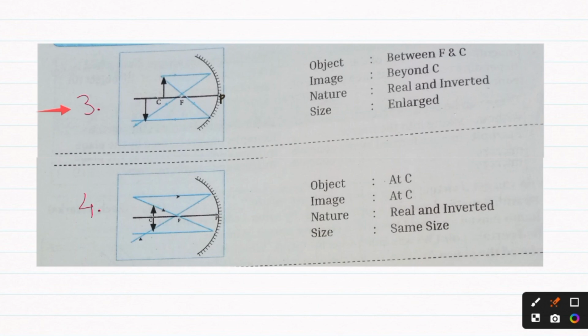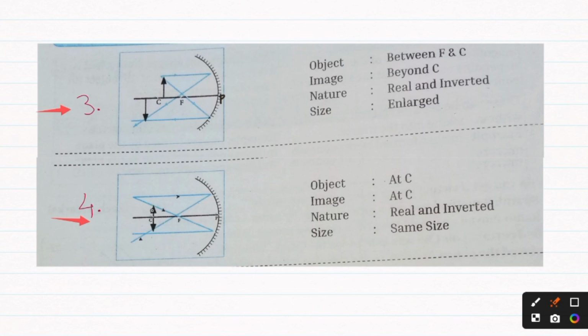So our image is formed beyond C guys, and the nature will be real and inverted. The size is enlarged. Okay, so let's go for the fourth one. Here guys, in the fourth scenario, our object is at C. This case is very easy as well as important.